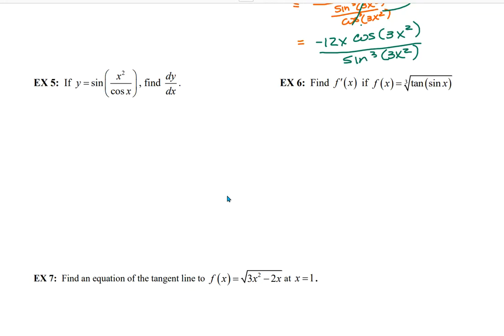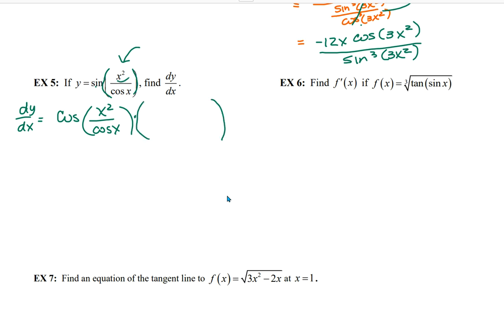Okay, next one. Looking at this, you notice that sine of x is your outside function, and your inside function is a quotient between these two. So what you're going to do is say dy/dx is equal to the derivative of the outside function, which is cosine, and you're going to leave the inside unchanged, cosine of x, and then times the derivative using that quotient rule.